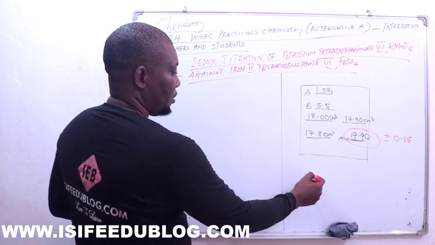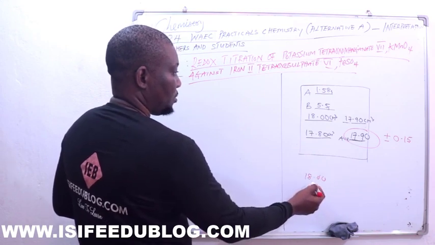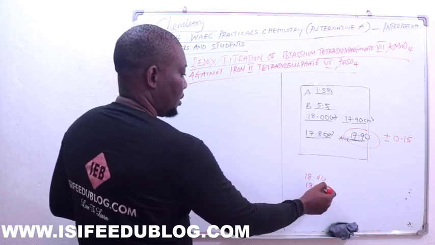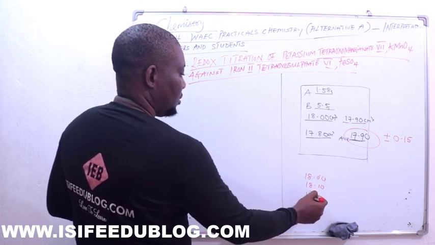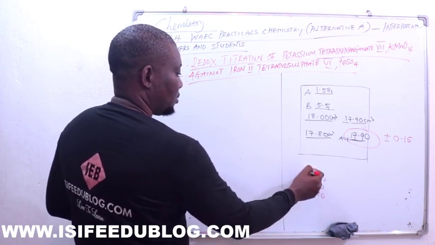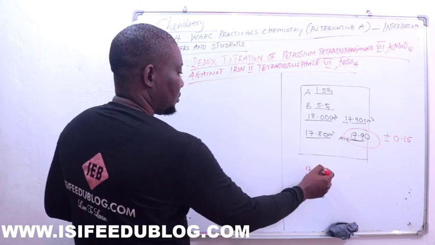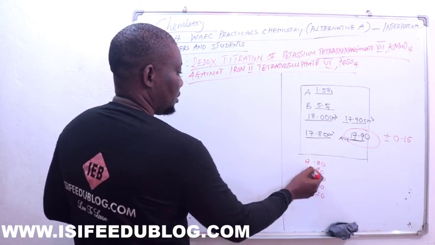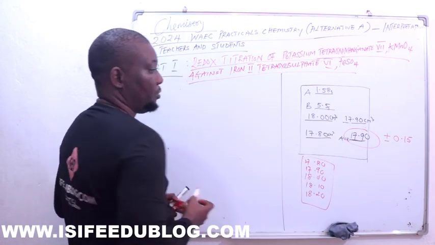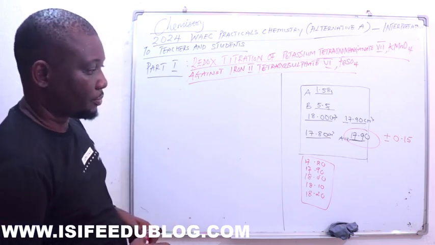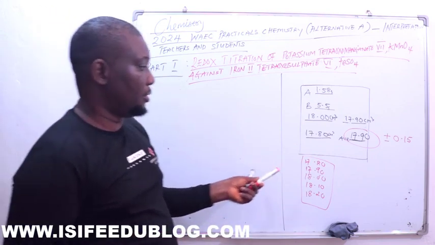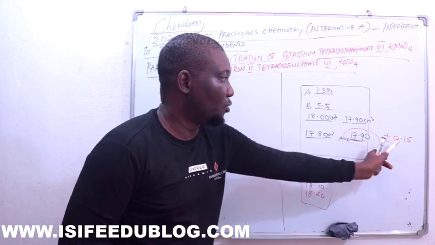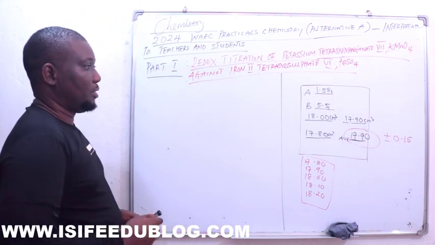Okay, 18.00, 18.10, 18.20, 17.90, 17.80. I think everybody should be in this range. So that at the end, the student average should be the teacher's, or within this range. I'll give you an instance.